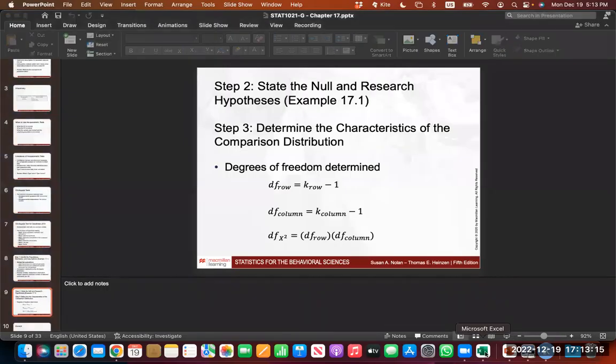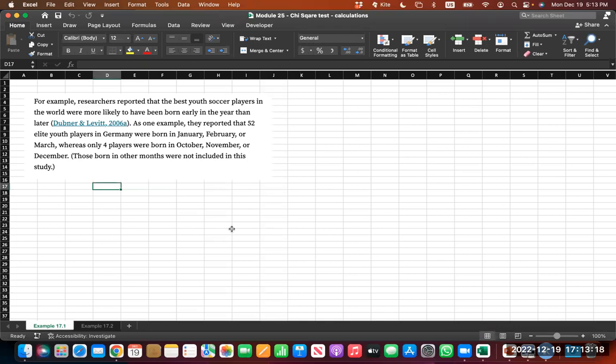So if you open the example that we will be discussing today. There was research done, which is kind of interesting research. I'm not sure who's doing that research. But again, okay, we have 52 elite youth players in Germany. Since the World Cup just concluded last Sunday, I hope you all watched, it's a soccer example. So we have 52 elite youth players in Germany that were born in January, February, or March, whereas only 4 of these elite players were born in October, November, or December.